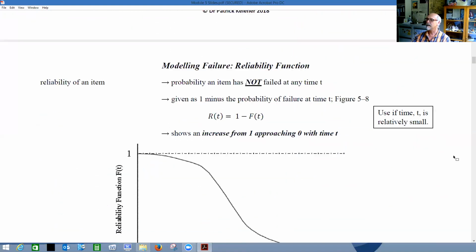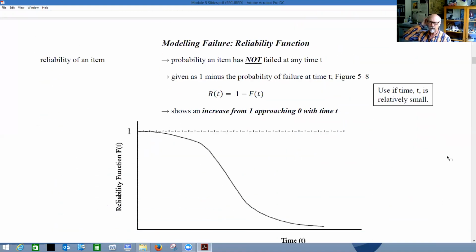So if we look at the probability that an item has not failed at any particular time t, then we can calculate what's called the reliability function. If we take that function above, 1 minus that function, that will give the reliability. As you can see, this decreases from 1 down to 0. That reliability function is 1 minus F(t), the fail rate. If we use that form for relatively small time periods, it will model that quite well.